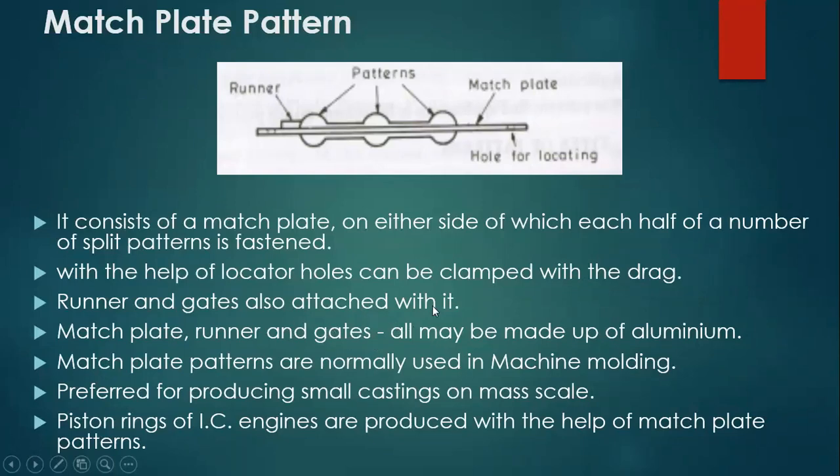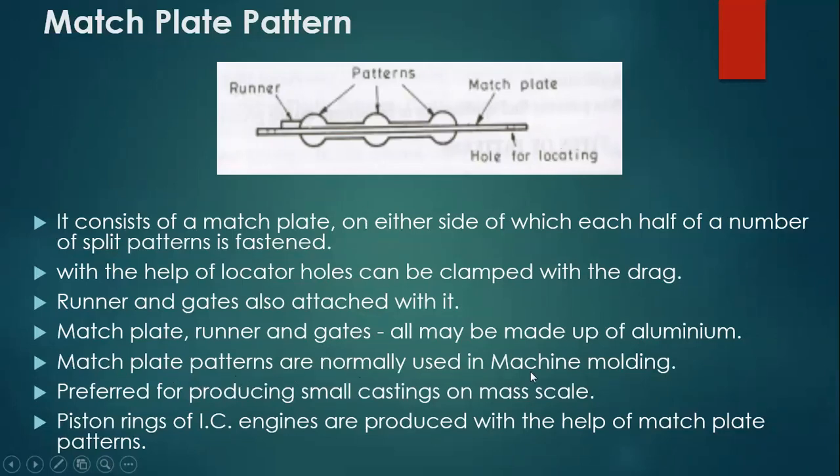Runner and gates are also attached with it. Here you can see this is the runner, and the connecting member between the two patterns is called the gates. Means in case of sand casting operation, cutting of runner and gates will take maximum time, which is happening in case of a single piece pattern. That time is reduced in case of this match plate pattern. Match plate, runner, gates all are made up of aluminium because it is corrosion resistant. Machinability is highest. That's why we are preferring aluminium as a metal to make this match plate pattern.